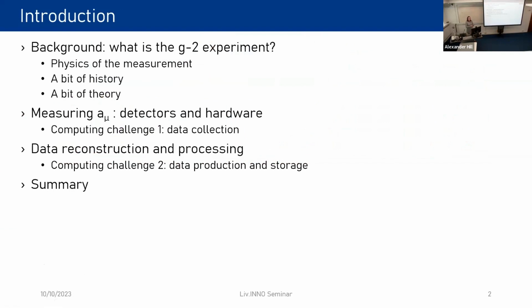Okay, so I'll start with a bit of background. So what is the g-2 experiment? What are we trying to measure and why? I'll talk about how we measure the quantity of interest, some of the detectors and the hardware, and some of the computing challenges associated with collecting the data. Then I'll talk about the challenges associated with reconstructing and processing all of the data that we collect and how we perform the analysis for the final number.